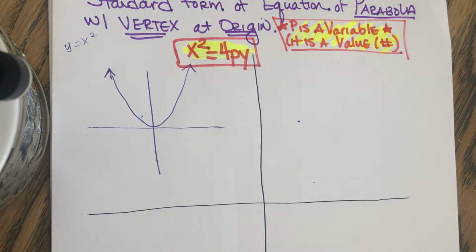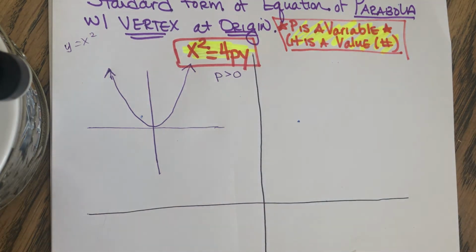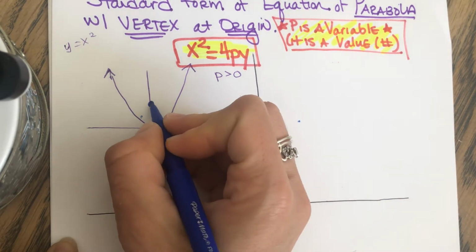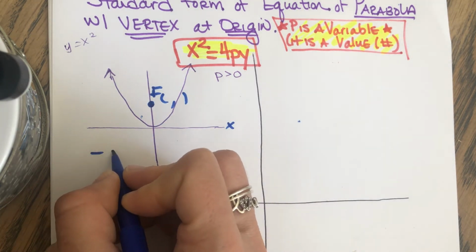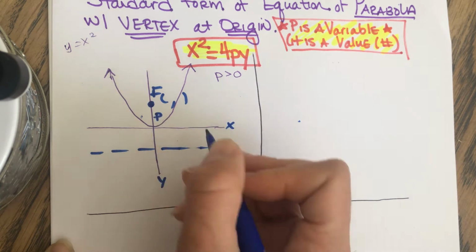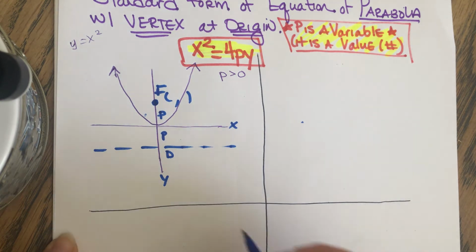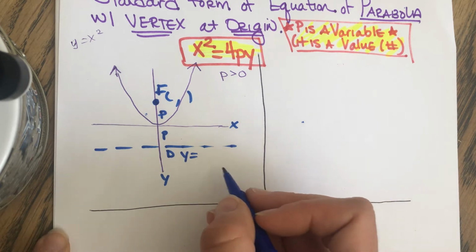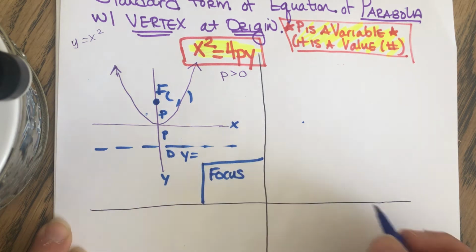Now, if the p-value, so jot this down, this is if the p-value is greater than 0, which just means it's positive, then what you guys have, your focus is here, so this is some focus point, and then the same distance, so let's just say this distance is p, the same distance is p, this is my directrix, I'm just going to put a D, and we should realize that you're crossing the y, so it's y equals.